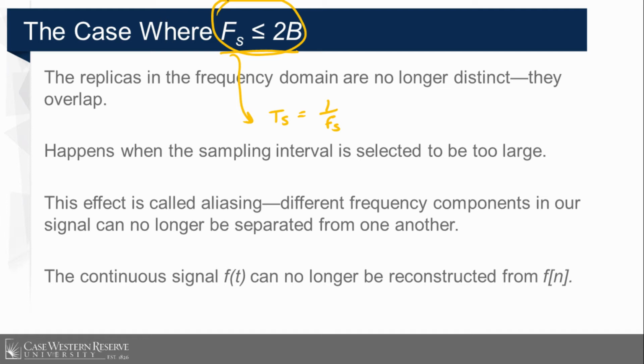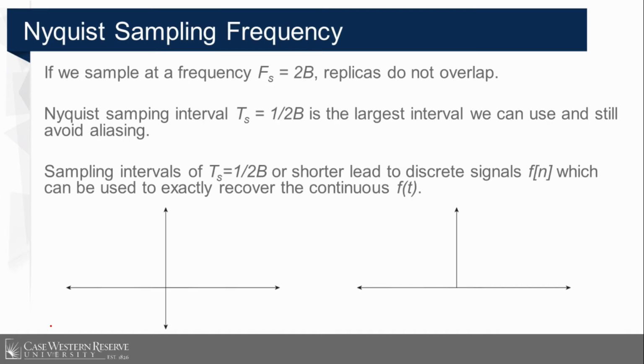We're losing some of the frequency content that's contained in our continuous time signal, and it's gone in our sampled signal. In other words, the continuous signal, f of t, can no longer be reconstructed just from the points that I've sampled, f of n, if this sampling interval is chosen to be too large. We saw a couple slides ago a sampling frequency for which the replicas do not overlap. There's no space between them, but they're not actually overlapping. And this sampling frequency is called the Nyquist sampling frequency.